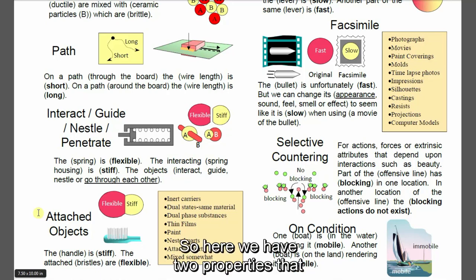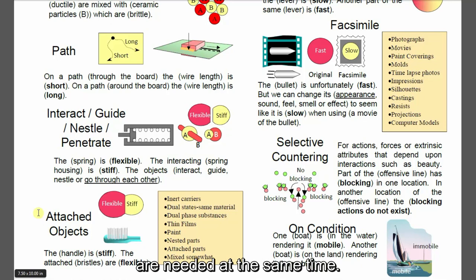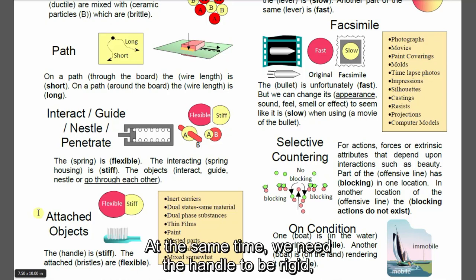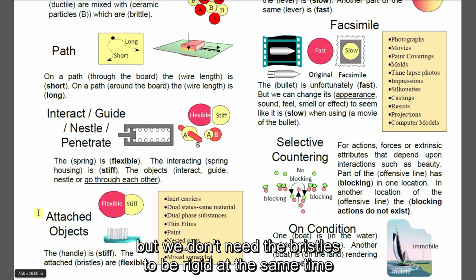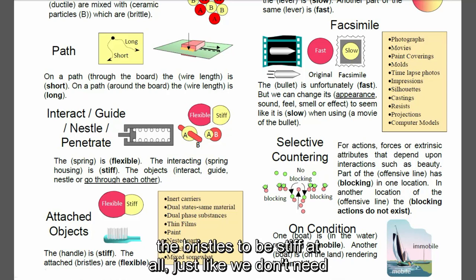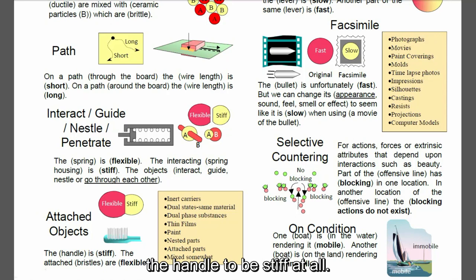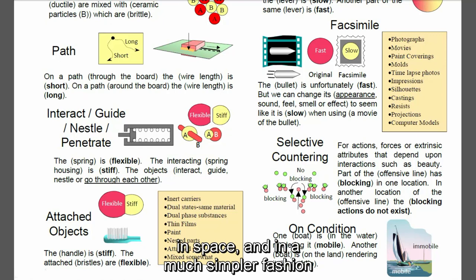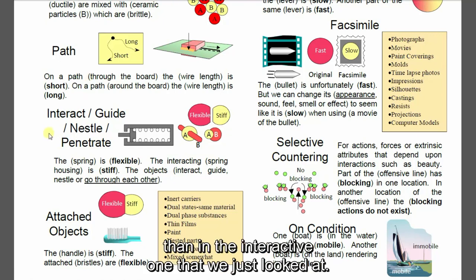So here we have two properties that are needed at the same time. An example they give is a toothbrush. We need the bristles to be stiff. At the same time, we need the handle to be rigid, but we don't need the bristles to be rigid at the same time as the bristles are stiff, because we don't need the bristles to be stiff at all, just like we don't need the handle to be stiff at all. Therefore, it's a great candidate for separating in space, and in a much simpler fashion than in the interactive one that we just looked at.